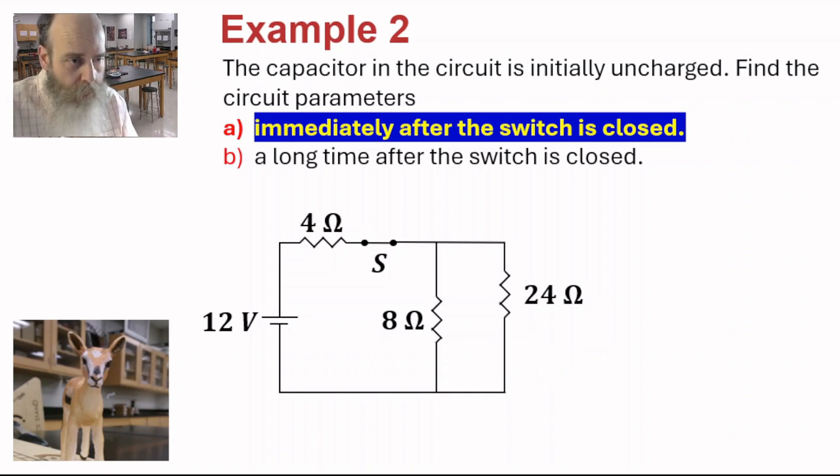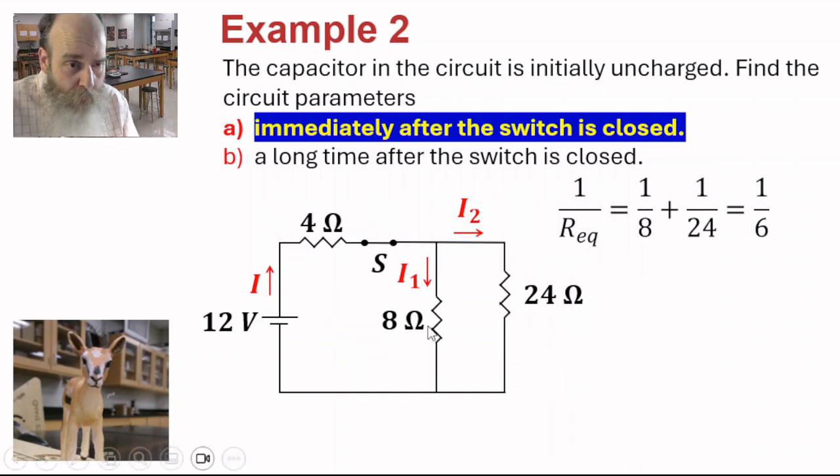We close the switch. Current I flows through the battery. At this junction, it breaks up into two parts: current I1 through the 8 ohm resistor and current I2 through the 24 ohm resistor. Note that I have removed the capacitor because immediately after the switch is closed, the capacitor acts like a short circuit.